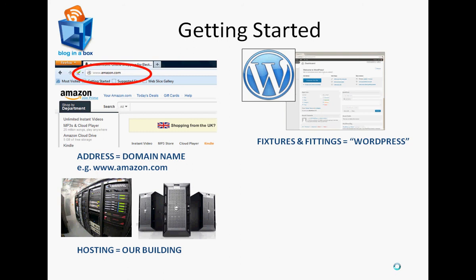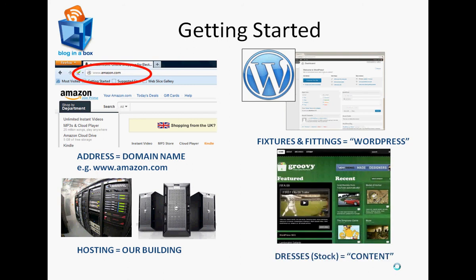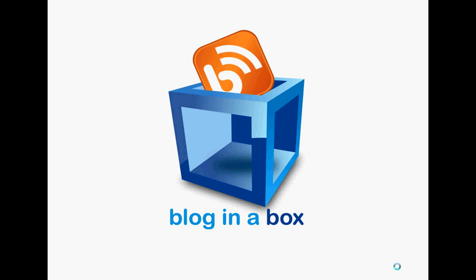Then we've got our fixtures and fittings, which is an application called WordPress, which we'll be getting into a lot more detail on in the next few tutorials. And then finally, we need our content, also known as our dresses or our stock. And in this screenshot, you can see examples of video, images, and also text. So now we've hopefully put all that into context. Our next step is to go and register our domain, which is the next topic in our tutorial.